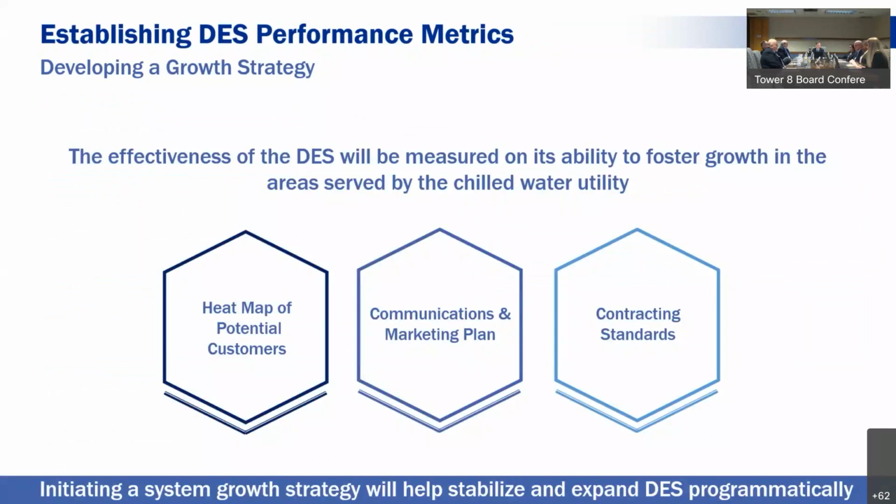The final recommendation is to establish performance metrics to measure the effectiveness of the district energy system, mainly centered around growth. Revising the rate structure now provides a strong foundation to enable us to offer chilled water to other potential customers in Jacksonville, many of which have already contacted JEA to request information, which Jay mentioned previously.